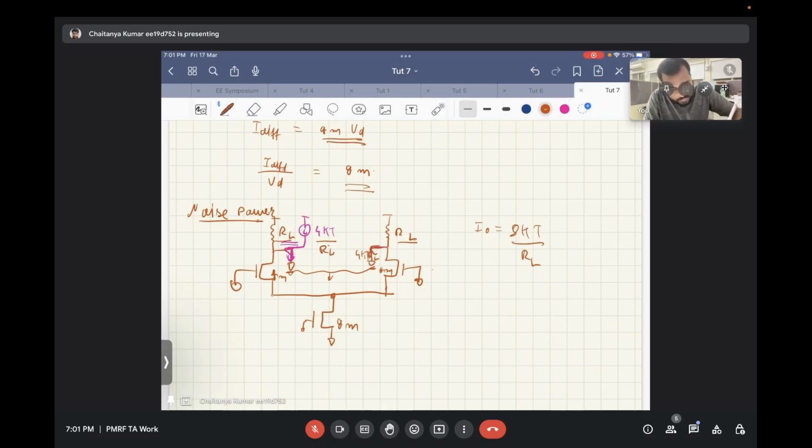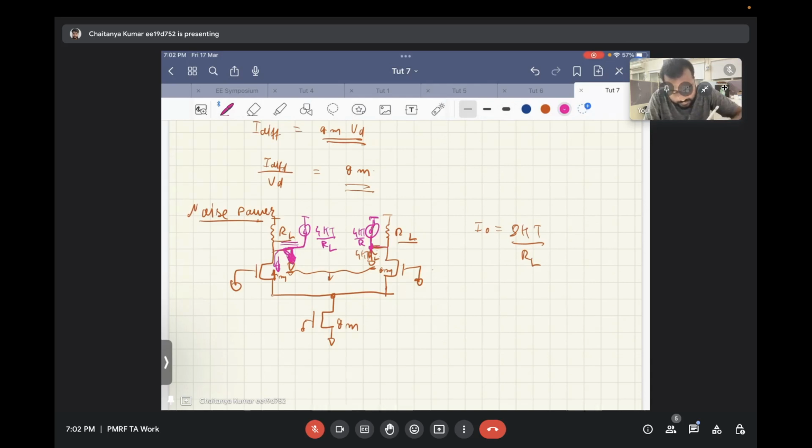What I am doing is putting a noise source in both the branches, right? It's 4 kT by RL and this is 4 kT by RL. Now this noise will directly flow into this short circuit. It won't travel below, because this transistor has anyways infinite output impedance, and this is a zero output impedance. So all the noise will flow in this short circuit only.